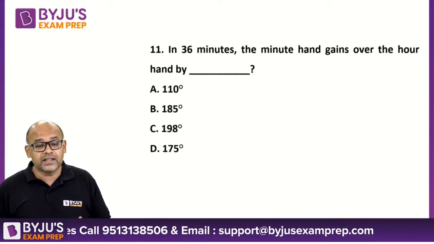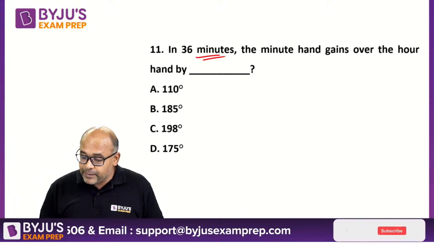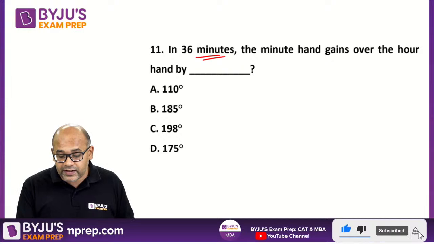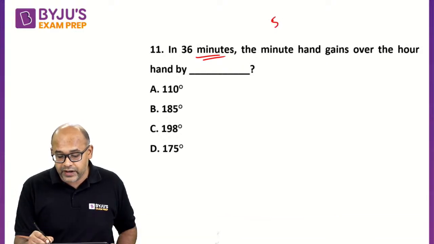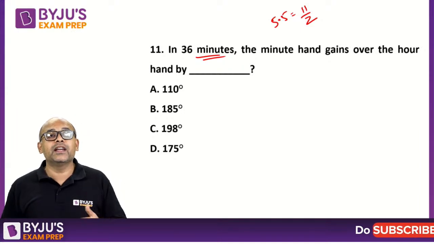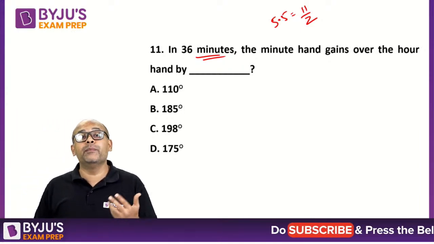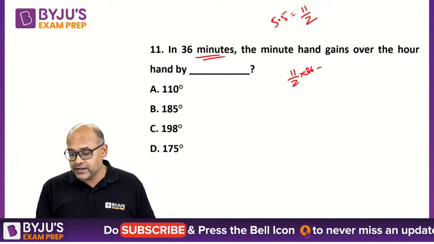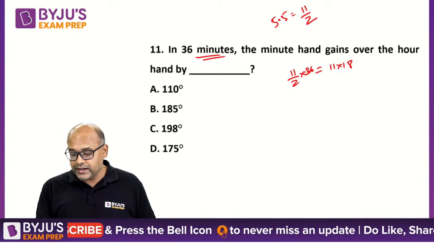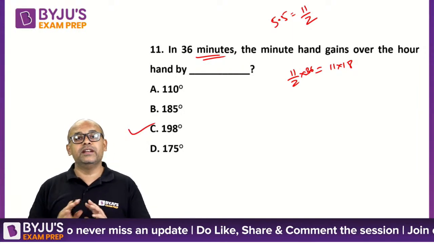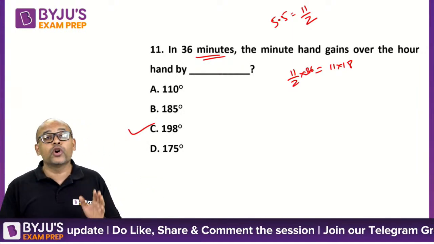Right. So the correct answer here is C. In 36 minutes, the minutes hand gains over the hours hand by, so the minutes hand is faster by 5.5, that is 11 by 2. So the minutes hand gains 11 by 2 every minute. So in 36 minutes, it will be 11 by 2 into 36, which is 11 into 18. 11 into 18 is 180 plus 18, 198. Option C. Done.